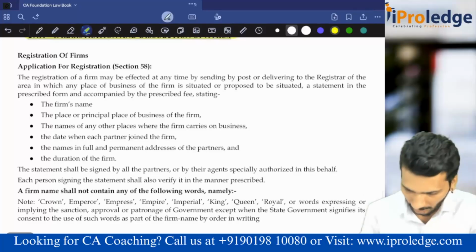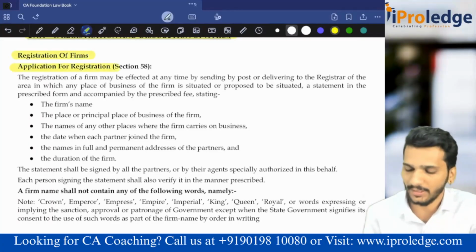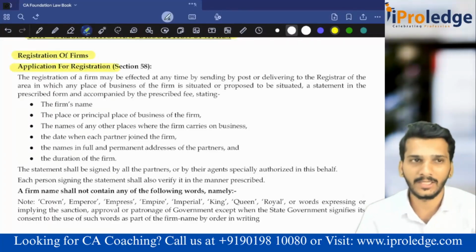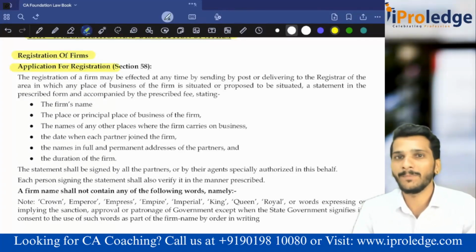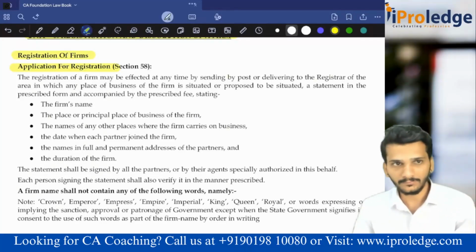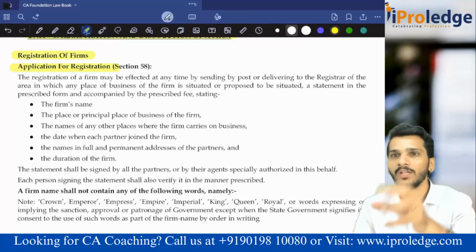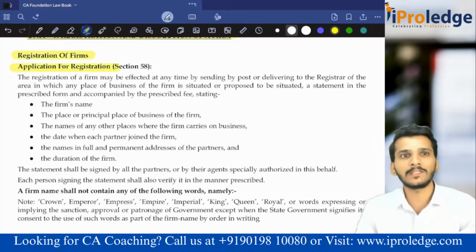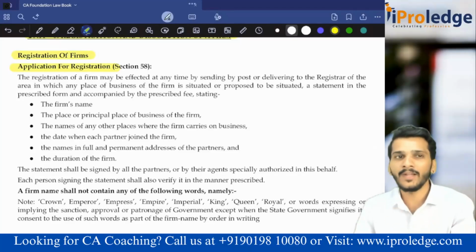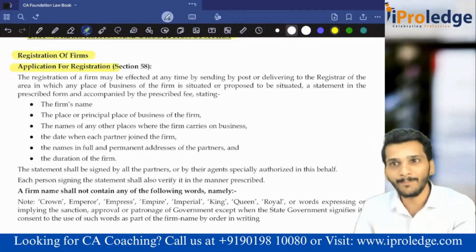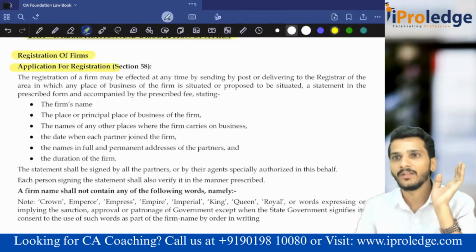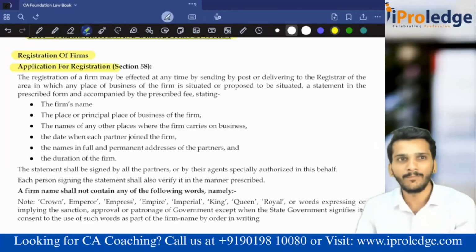So first of all, the registration process consists of making an application. Whenever we make an application for registration of a company, we are required to file documents like MOA and AOA. The same here also, we have to file something called a partnership deed. Having a partnership deed is not mandatory. You can have a partnership deed in oral format also. But whenever you want to register your firm, it should compulsorily be in written format.